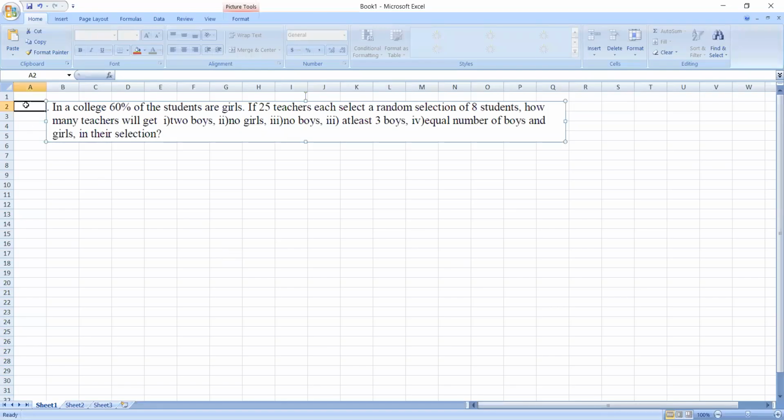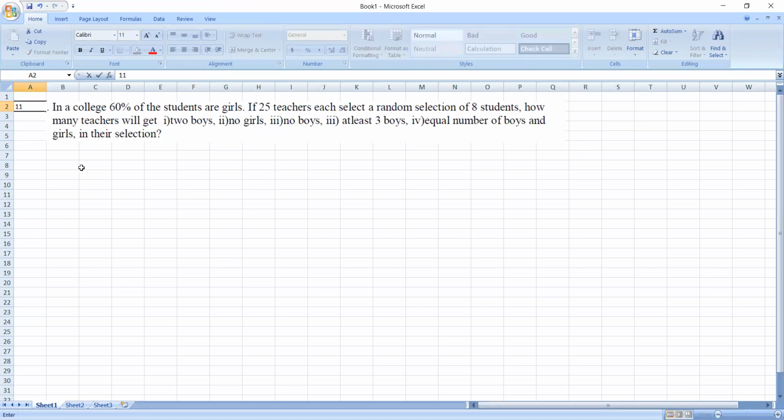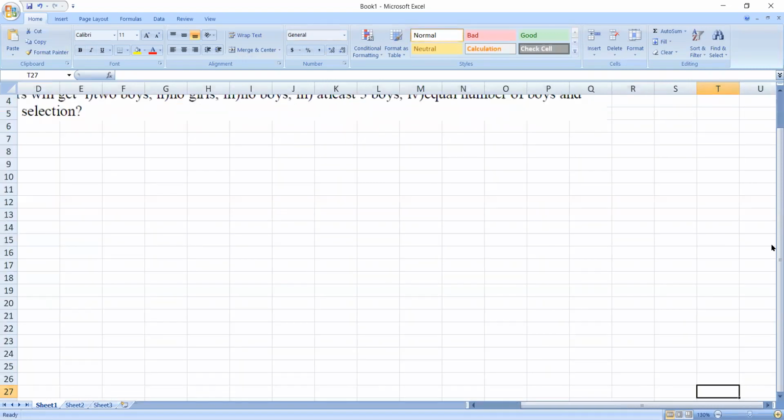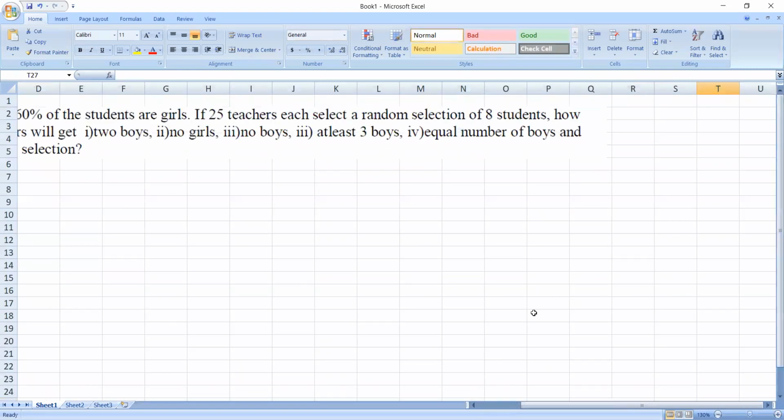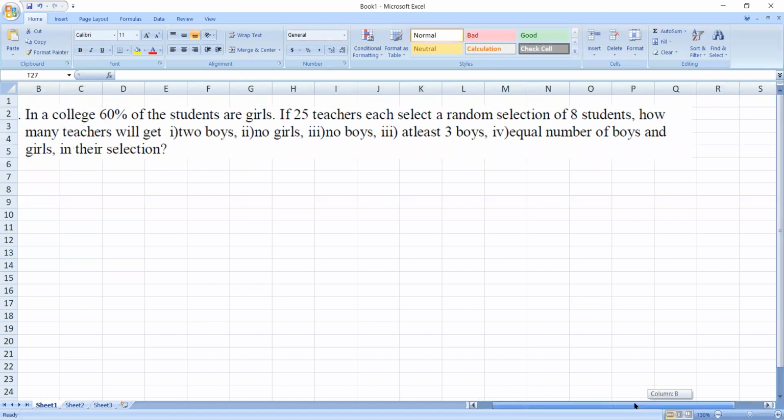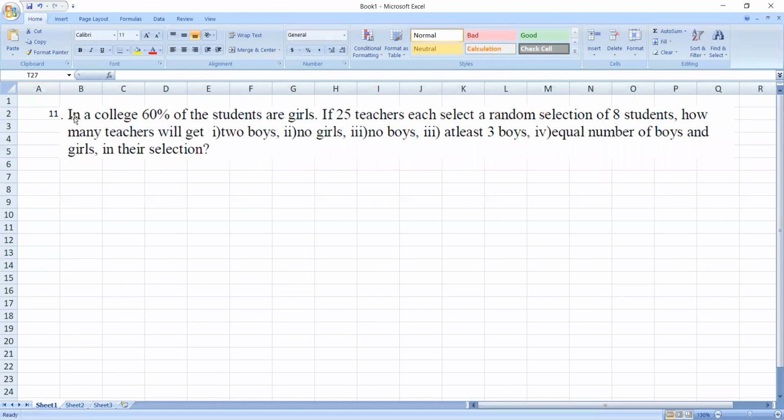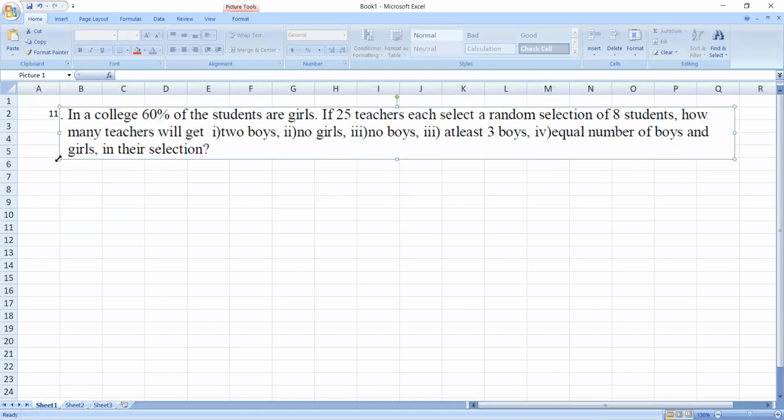Okay, so question number 11. It says in a college 60% of the students are girls. If 25 teachers each select a random sample of 8 students, how many samples will get? See, the question says how many teachers. So we need to obtain the frequency.